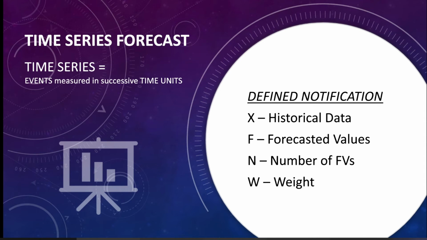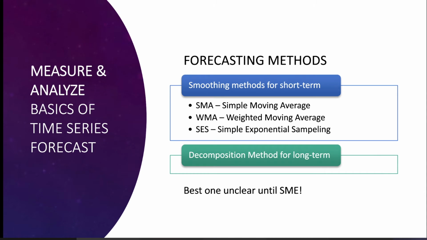Thank you, Matthias. Let's move on to time series forecasting. Time series forecasting is, let's call it, a recap of statistics of last semester mostly. We have a defined notation. We usually use X as our historical data, F as our forecasted values, and N as our number of forecasted values. This is mainly for CRTLF stuff. But now let's look at the different forecasting methods that we have.